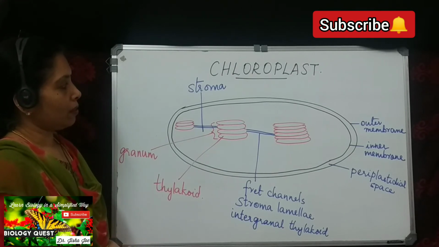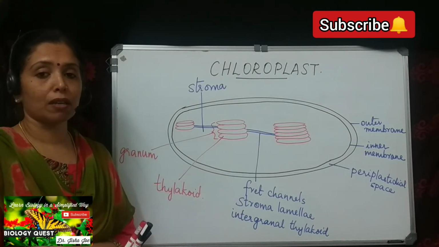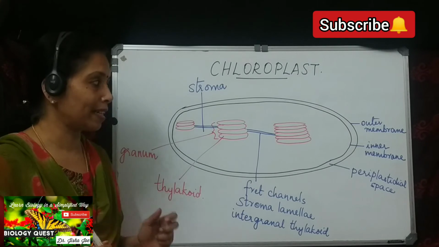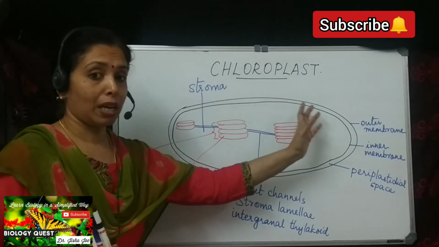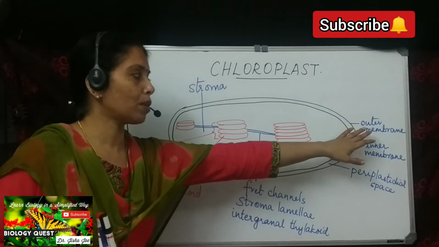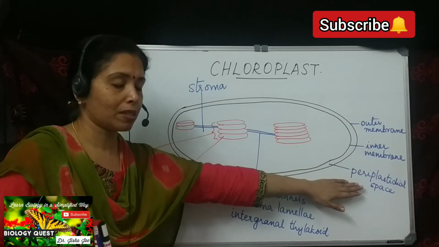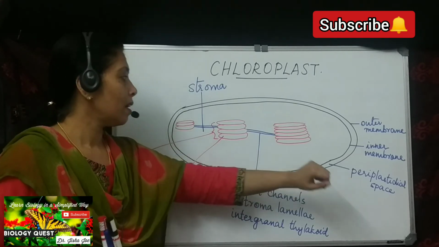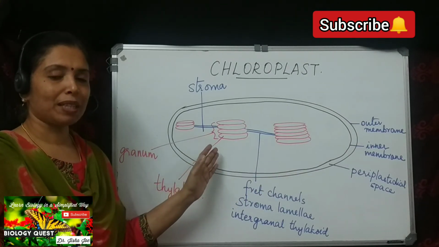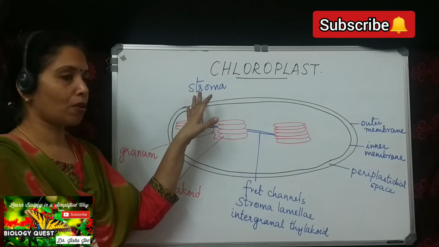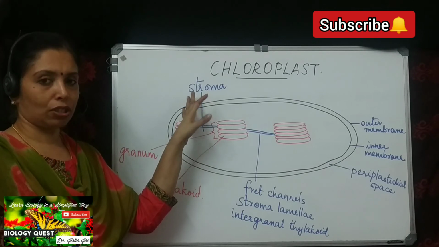Okay, now once again, the structure of the chloroplast: it has an oval or spherical shape. It has a double membraned outer wall, with two membranes, the outer membrane and the inner membrane. The two membranes are separated by a space called the periplastidial space. Then the inner membrane encloses a space filled with a fluid matrix, and this matrix is called the stroma. And stroma is the site of dark reaction of photosynthesis.